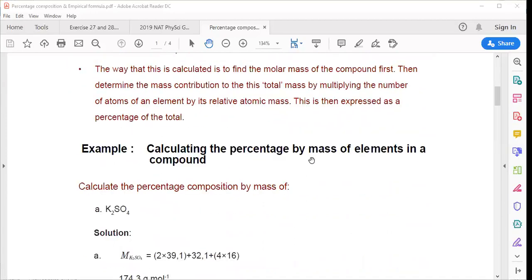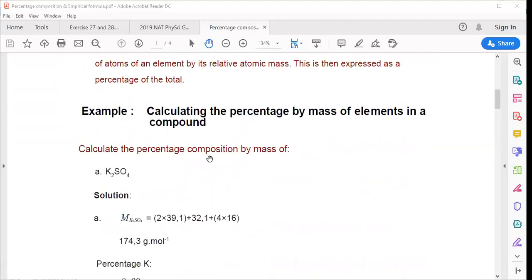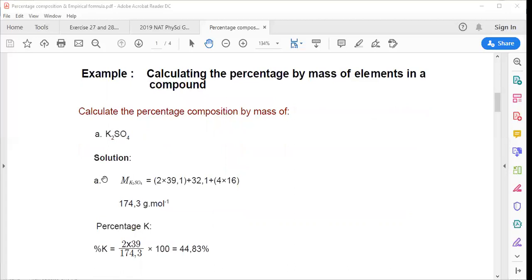Example: calculating the percentage by mass of elements in a compound. Here we've got to calculate the percentage composition by mass of potassium sulfate. We want to know what is the percentage of K in this whole formula, the percentage of S, and the percentage of oxygen. Is that understood? So number 1, what do you do? You need to find the molar mass of the whole substance. This is what we've been doing, molar mass.